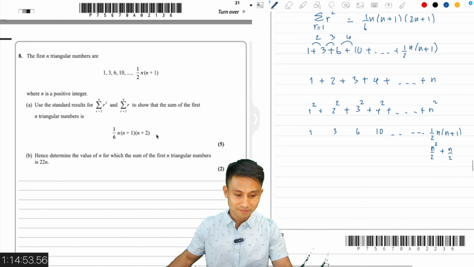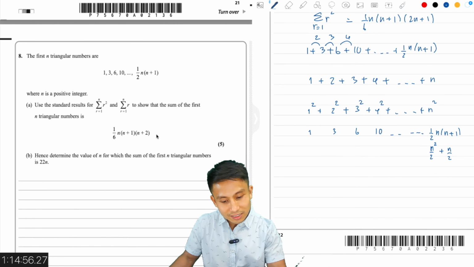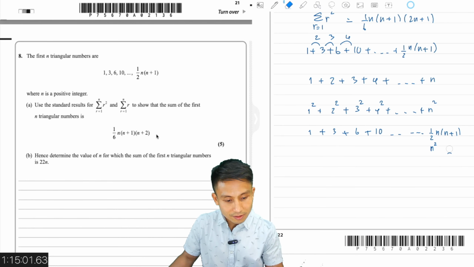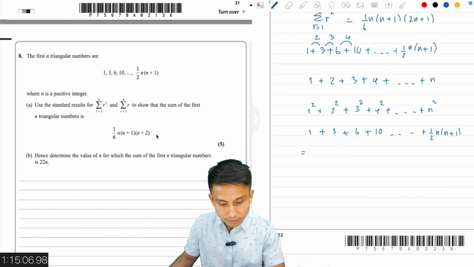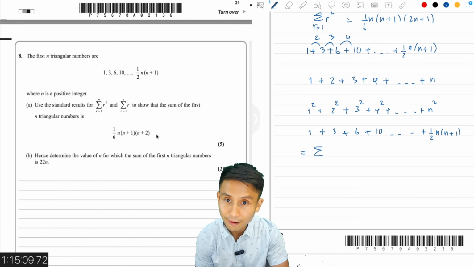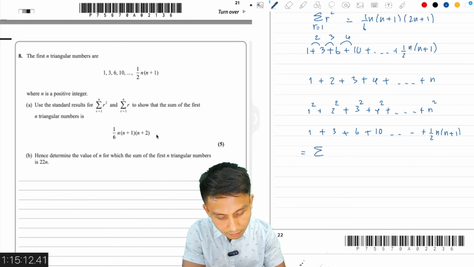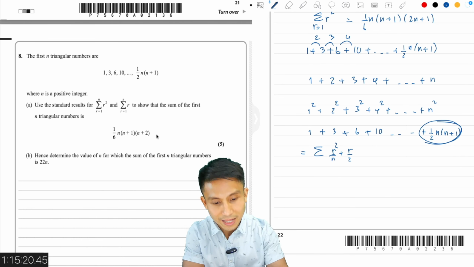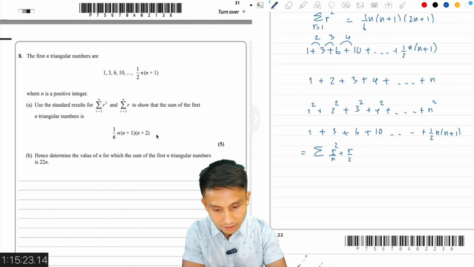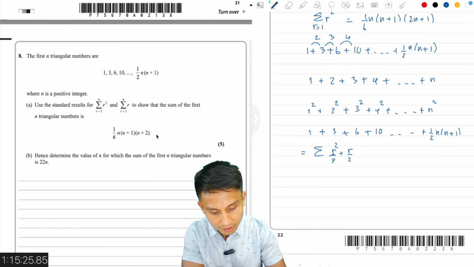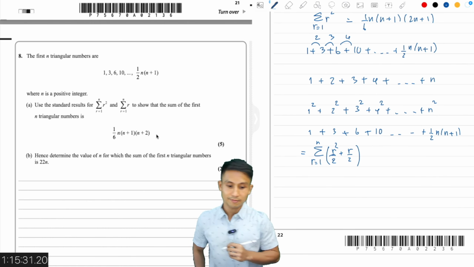So we're going to find the sum. Basically, the sum of all of this will be equal to just the summation of r squared over 2 plus r over 2, right? You just expand that and put r instead of n, because r over 2 here, sorry. And then this r is going to go from 1 to n. Yeah, that's it.